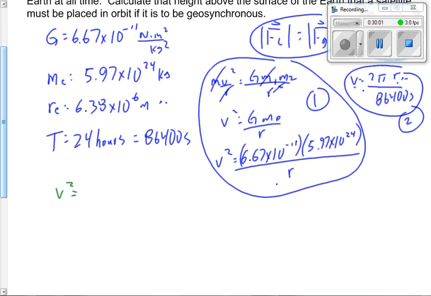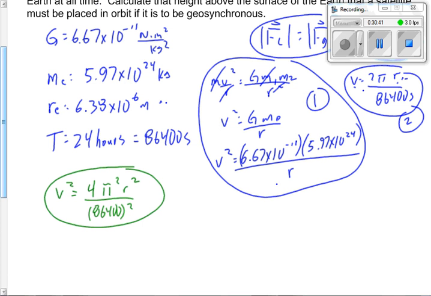V squared is equal to 4 pi squared times r squared over, see what I'm doing there, guys? I can square that equation number 2 as long as I square everything in that equation. Okay, the bottom would be 86,400 squared. So that's my new equation number 2. It's the same thing, but usually we try to simplify things, and I haven't simplified that at all. I made it kind of uglier.